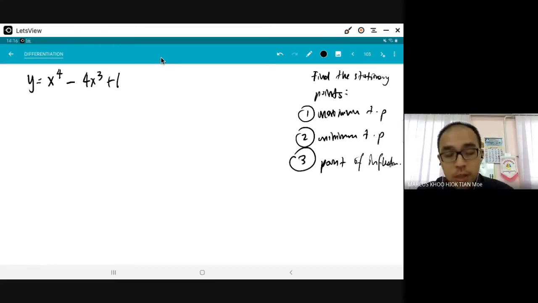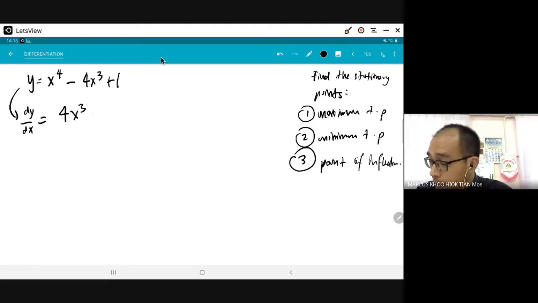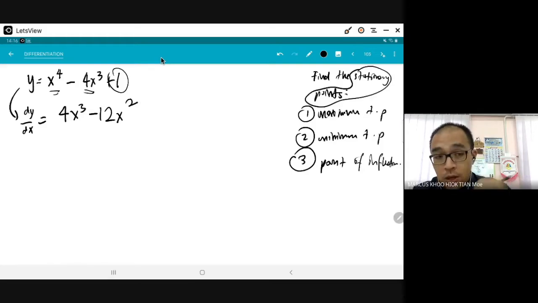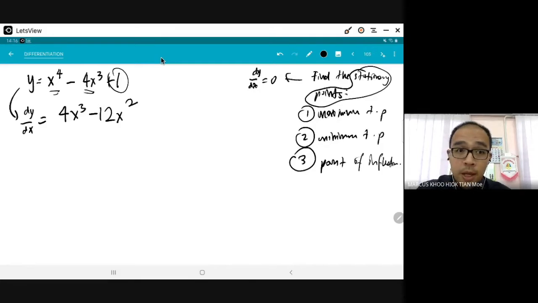Okay, so we do the same thing that we've been doing all this while. The first thing you do is you differentiate this. When we differentiate this, according to the textbook, I'm just going to take straight from the textbook, it will give us 4x cubed minus 12x squared. Differentiate a 1, you will get 0. Okay, and then as always, in order to find stationary points, we want to have dy/dx equals 0. So we have 0 equals 4x cubed minus 12x squared.